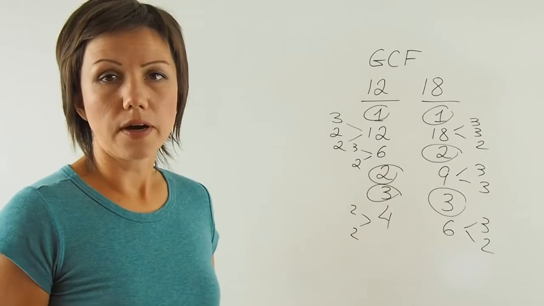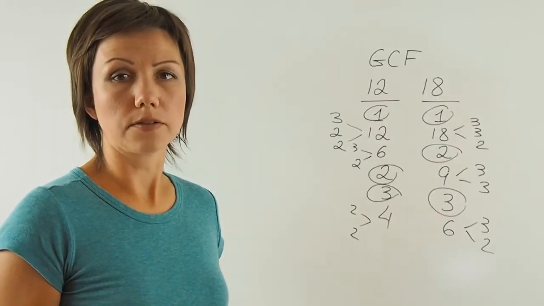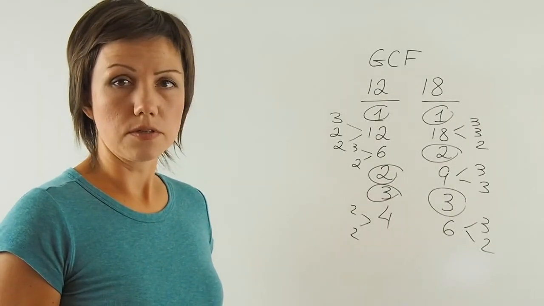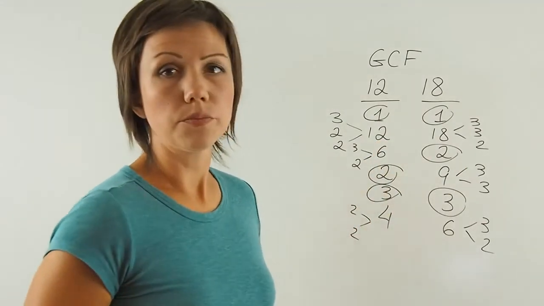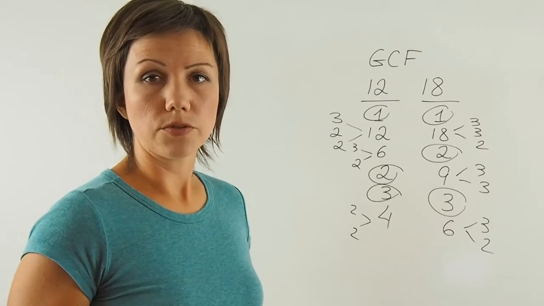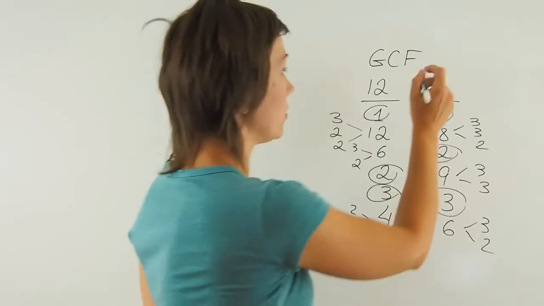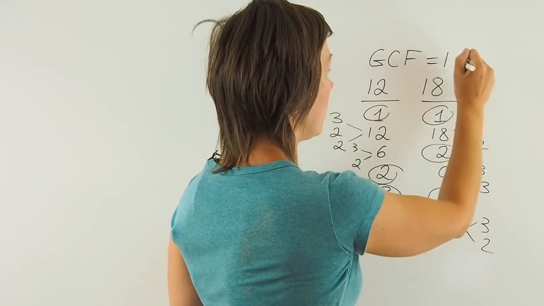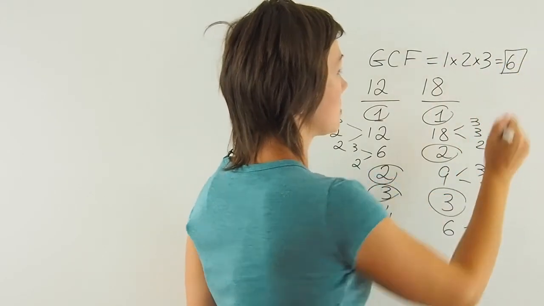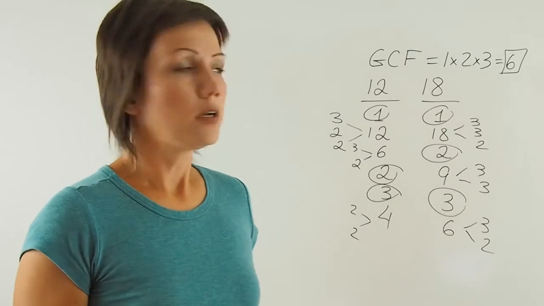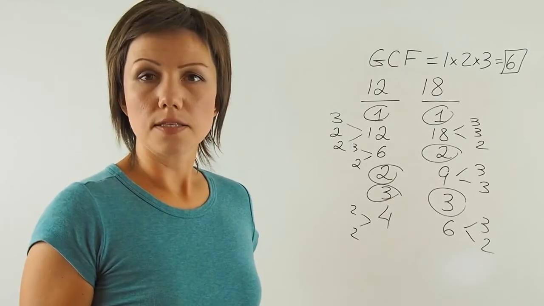In order to find the greatest common factor of the two numbers, multiply all the common prime factors from the two numbers together. So in this case, I have 1 times 2 times 3, which gives me 6. The greatest common factor of 12 and 18 is 6.